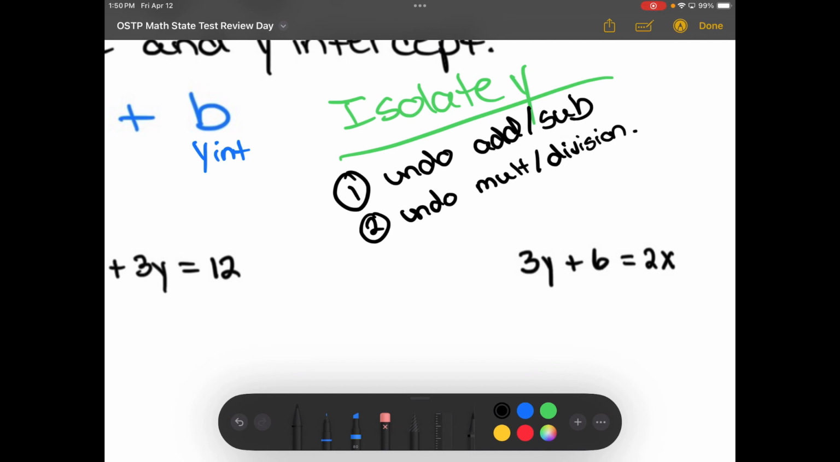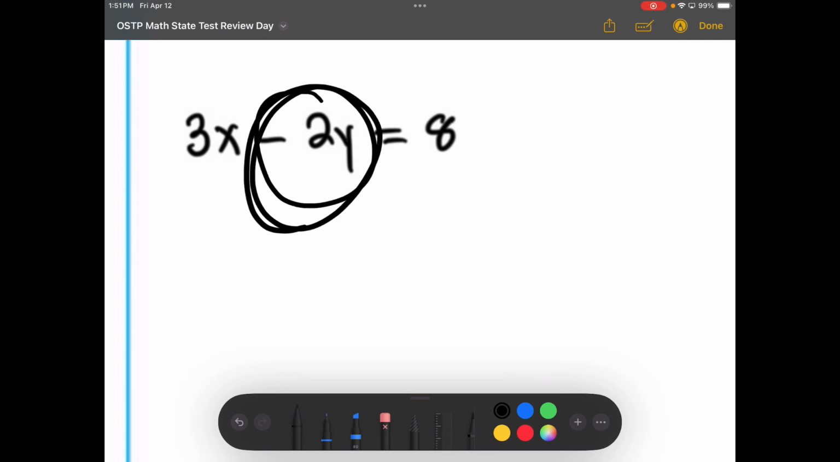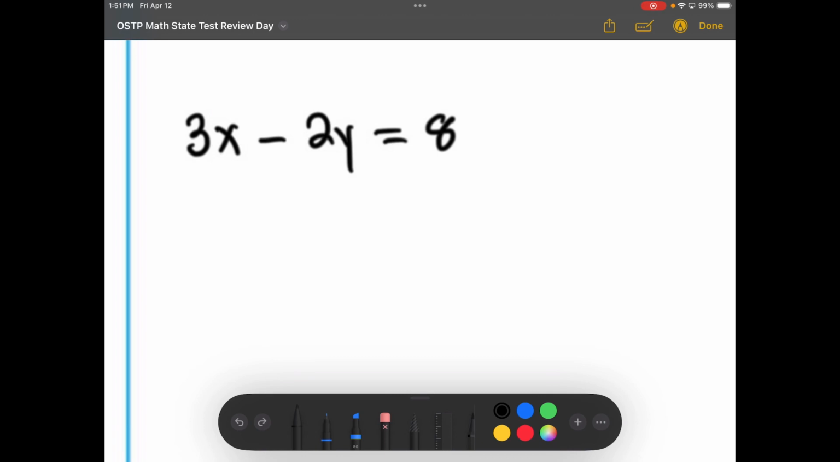So you have to go based off of what's happening. All right, let's look at the first one. 3x minus 2y equals 8. What does step 1 say? Undo what? Addition or subtraction. So here's the thing. The 2y, we're trying to isolate this. We want this one by itself. So we have to get rid of anything that is on the same side. What do we have to do here? Subtract 3x. What you do to one side, you do to the other.